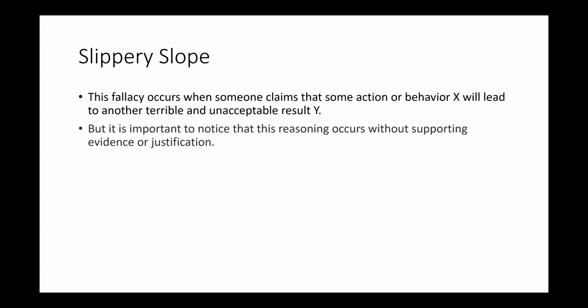So the basic idea is if you believe X, if you allow for X to happen, then Y is going to happen too as a result. And nobody wants Y to happen. That would be really terrible. But it's important to recognize here that this sort of reasoning occurs without supporting evidence or without justification, because sometimes it is the case that some behaviors can lead to a really bad result. What we need is evidence or justification for why we're making that inference. Without the necessary evidence or justification, it's a slippery slope.